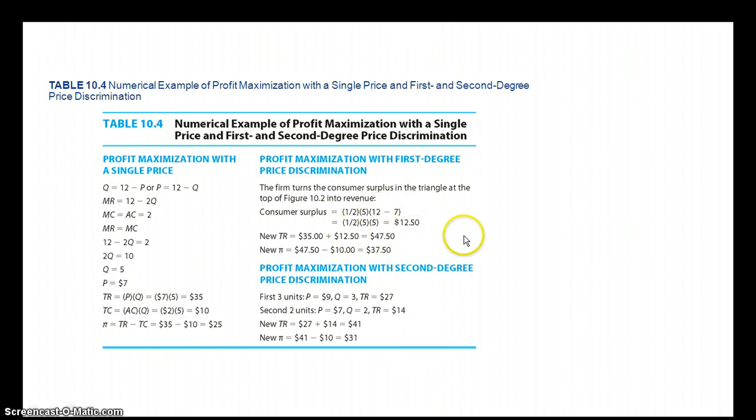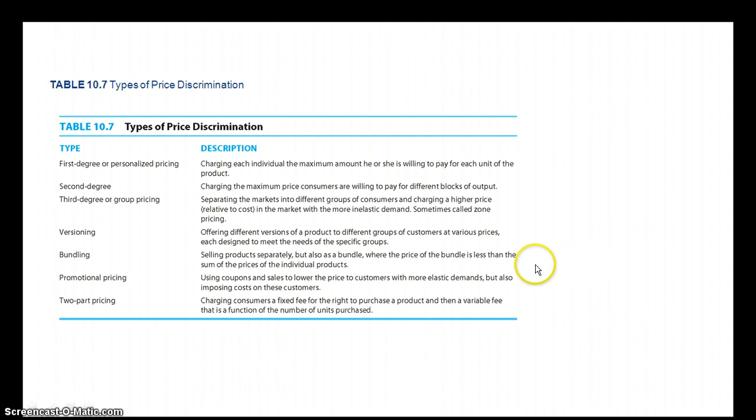Now, a situation like this is highly theoretical. The chances of this happening perfectly and them getting all of that $12.50 is unlikely. But there are markets where they get a big chunk of that. They come up with ways of pricing things to get more consumer surplus into their pockets rather than letting the consumers get away with it.